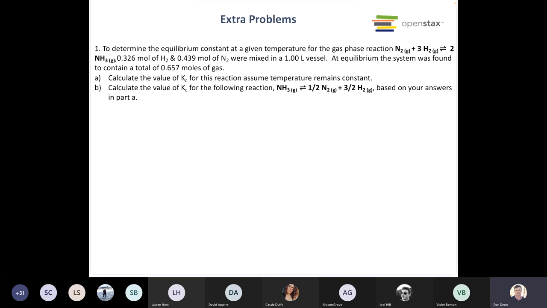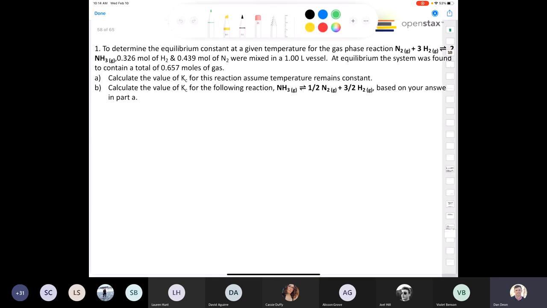Well, let's write down what we know and see if we can figure it out. And I think we can. Let's start by writing the balanced equation. So you have 1 mole of nitrogen plus 3 moles of hydrogen gas, and that is in equilibrium with the 2 moles of ammonia gas. And we know that initially we started with 0.439 moles of nitrogen and 0.326 moles of hydrogen, and we have no ammonia. So what kind of thing do you think is going to happen during the change? Is the equilibrium going to shift towards the right or towards the left?